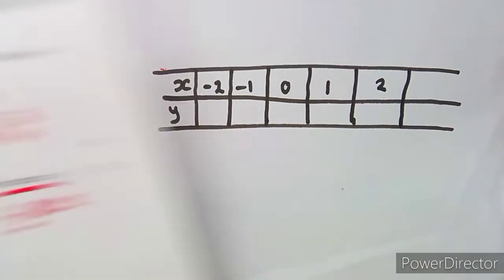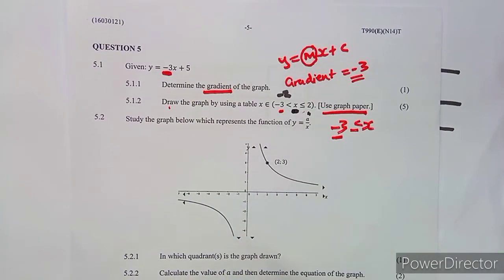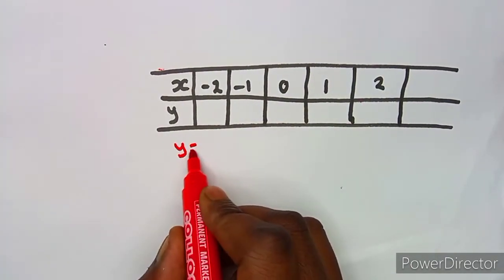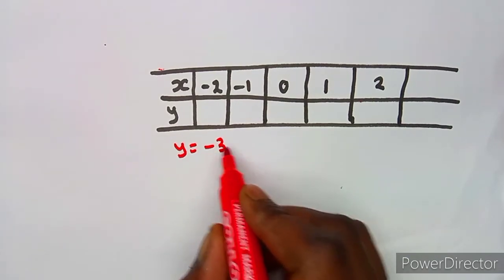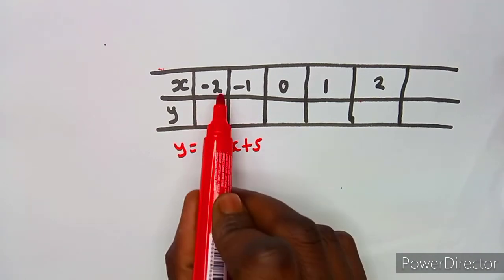So these are the values that we are given here for x. So you're going to use the values of x to find the corresponding values of y from this equation that we are given, that y is equal to minus 3x plus 5. So this is what you do.